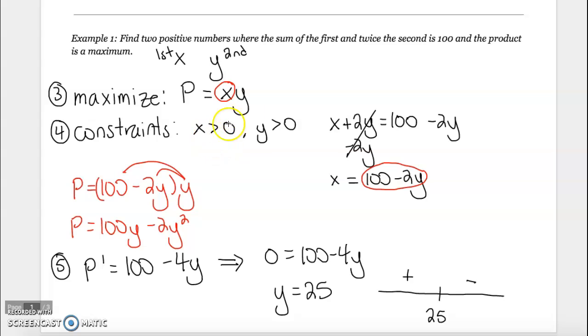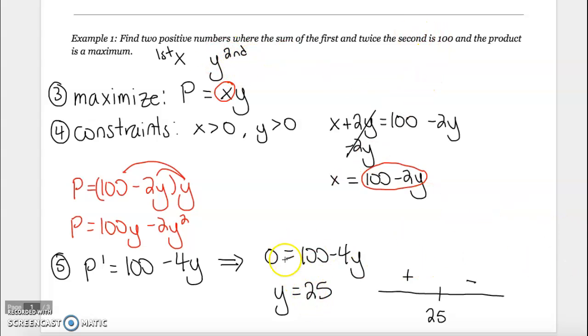In this scenario, I don't really have endpoints I can be testing, because it just says that x is greater than 0 and y is greater than 0. It's not like they tell me that my x values have to be between a certain two numbers or my y values have to be between a certain two numbers. So y equals 25 will help produce a maximum product, but I want to find the other number too. I want to find both positive numbers where the sum of the first and twice the second is 100 and the product is a maximum.